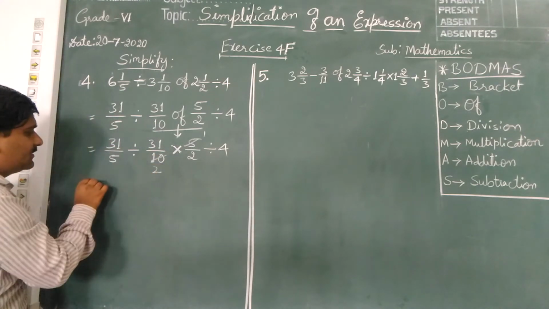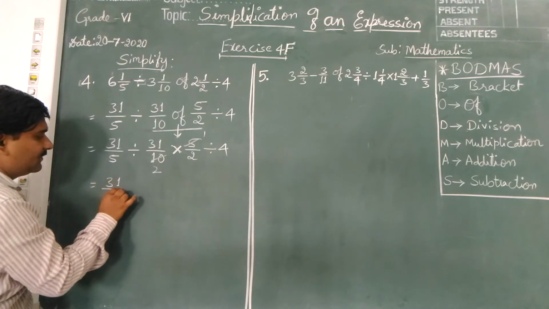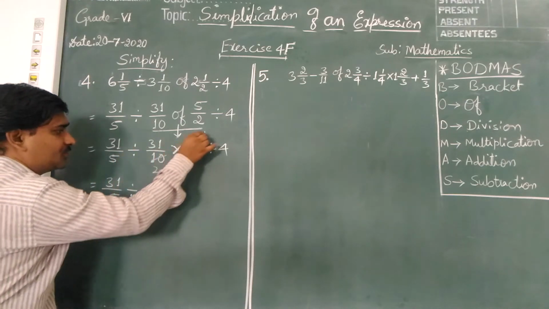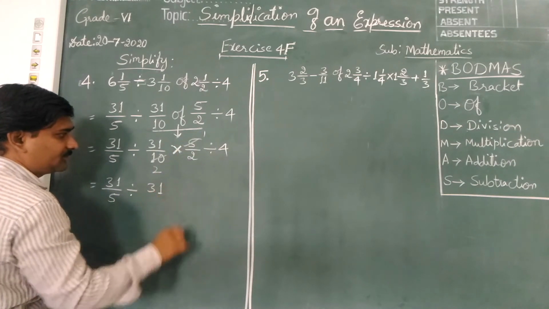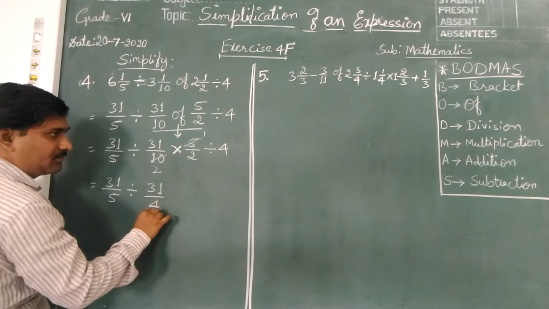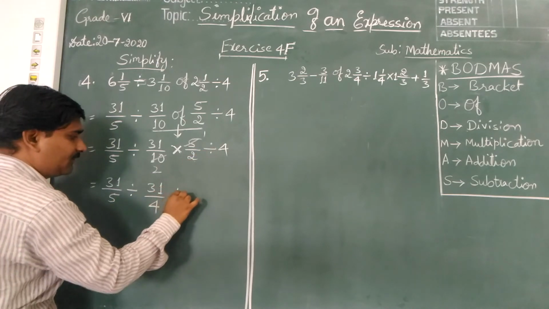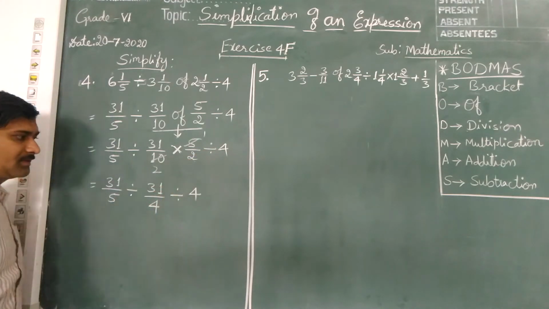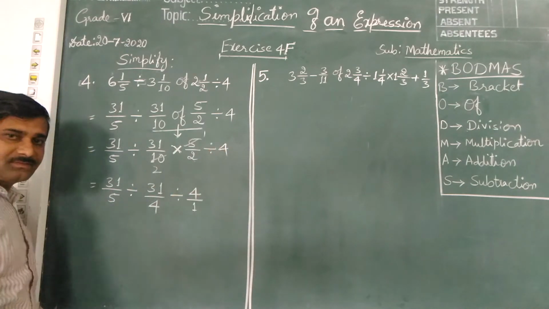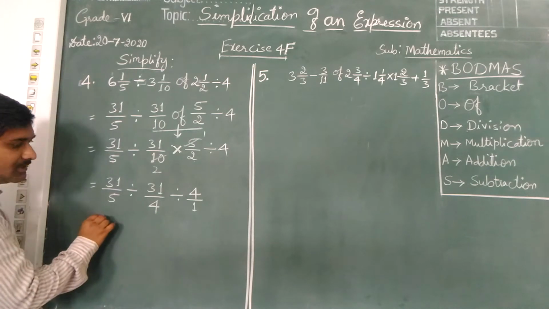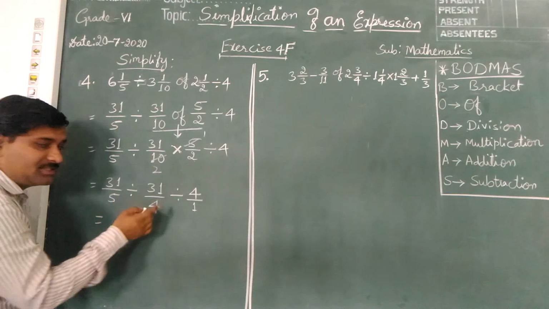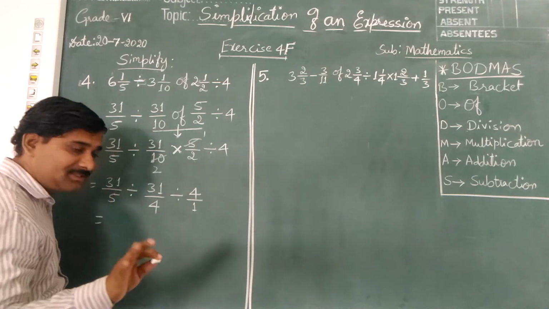That is 31 by 5 divided by 31 into 1, 31. So 2 2s are 4. Again divided by 4. 4 can be written as 4 divided by 1. Now two division signs are there. Two division signs.